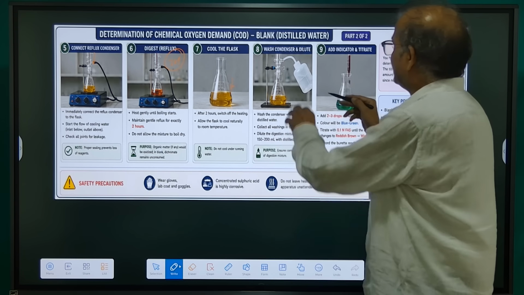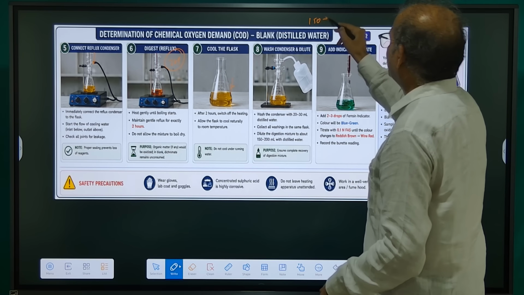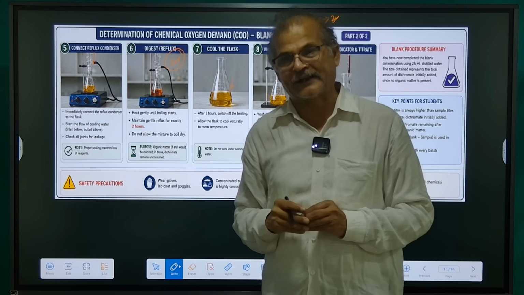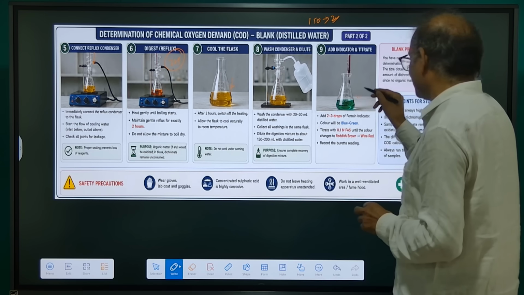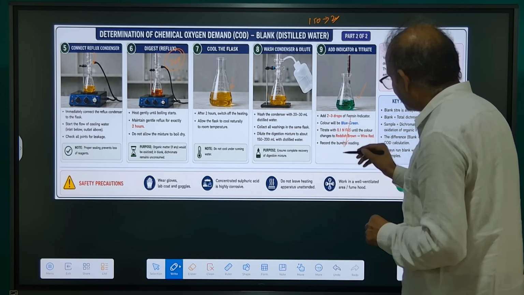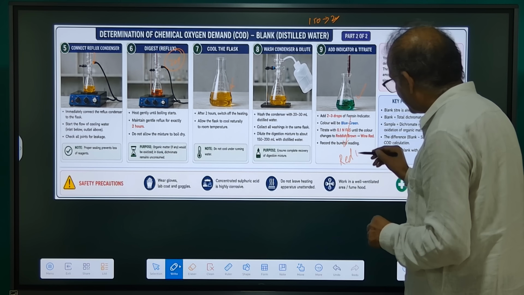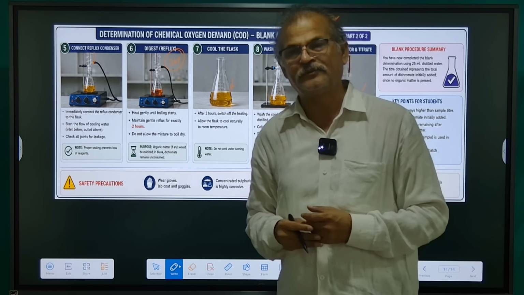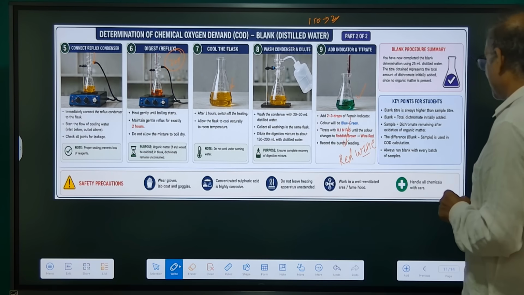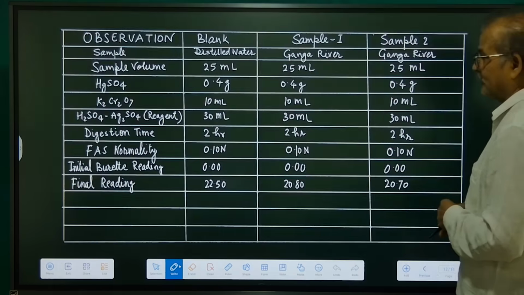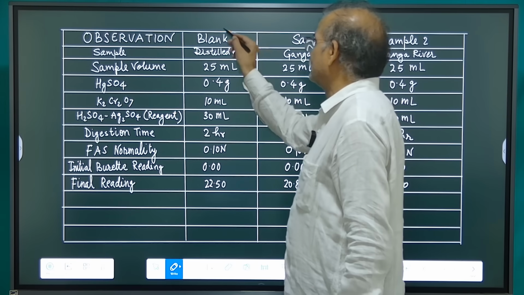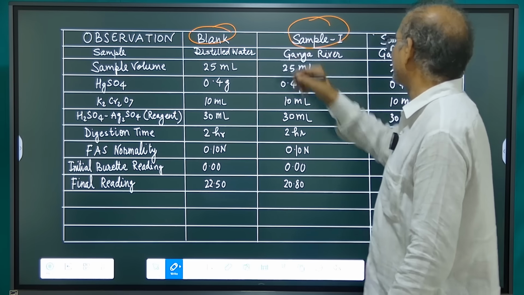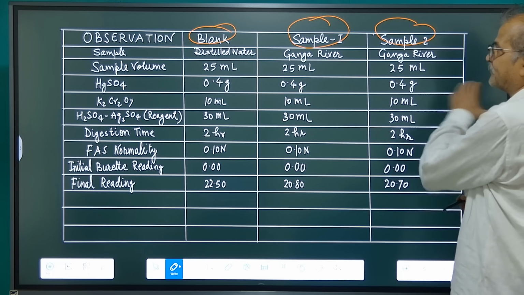Cool down, and then we add 150 ml to 200 ml of distilled water and add the indicator ferroin, 2 to 3 drops. It will turn blue. Again we titrate to make it red wine, and record the ferrous ammonium sulfate consumed in the titration. Once we have recorded, we can record the observation from the blank and, as per sample 1, 2, 3, whatever sample we have taken for the test.